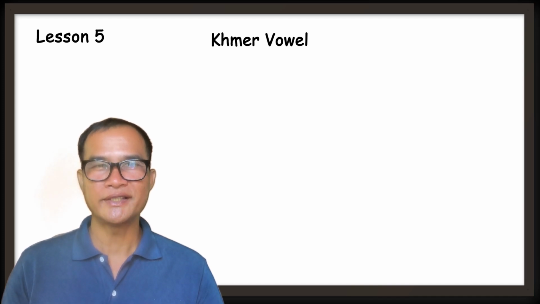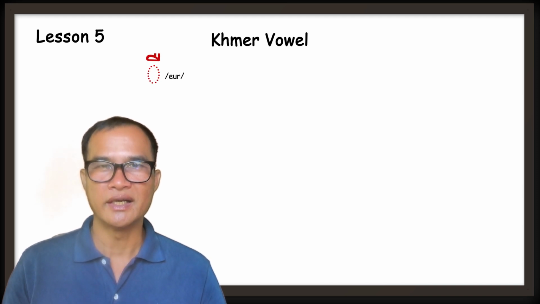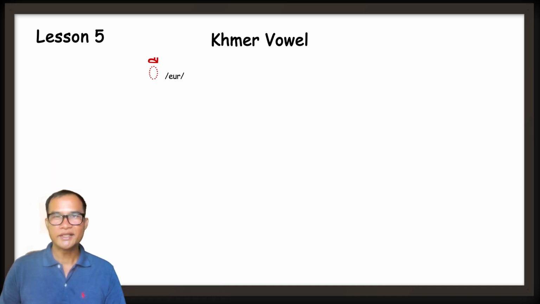This vowel has two sounds, ស្រអ and ស្រអឺ. For now, let's focus on ស្រអ. ស្រអ is used with all first series consonants. ស្រអ has a long sound.